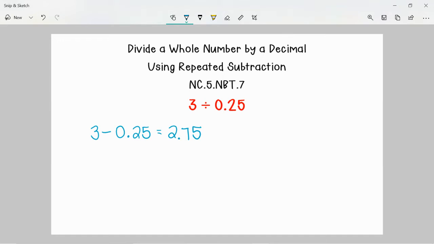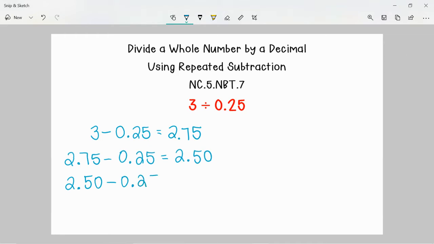Now we know we just need to keep subtracting groups of 25 hundredths to be able to find the quotient here. So now I'm going to write 2 and 75 hundredths, and then we'll subtract 25 hundredths again. I know if we just took another quarter away, we would be at $2.50, or 2 and 50 hundredths. We'll keep going. We're just going to repeatedly subtract 25 hundredths to help us figure out how many groups of 25 hundredths make up 3 wholes.